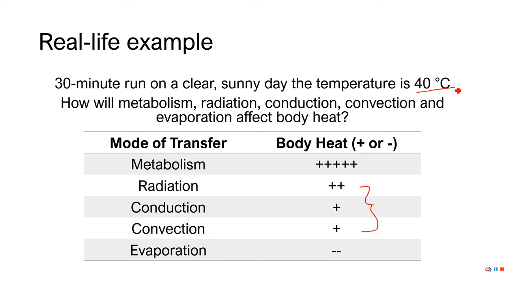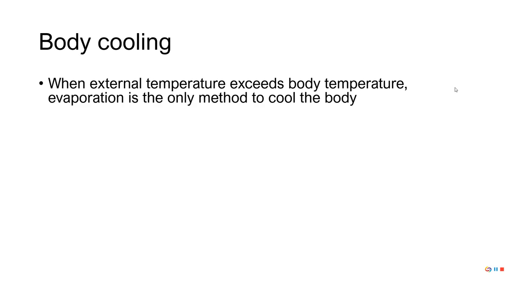Heat goes from high temperature to low temperature, so you're going to be gaining heat from the environment if you're exercising when it's above 37 degrees Celsius or above 98 degrees Fahrenheit. And so when that's the case, the only way that you can cool off is through evaporation.